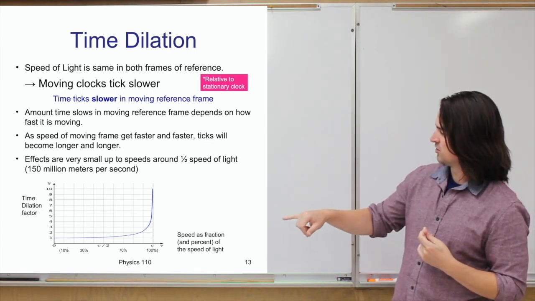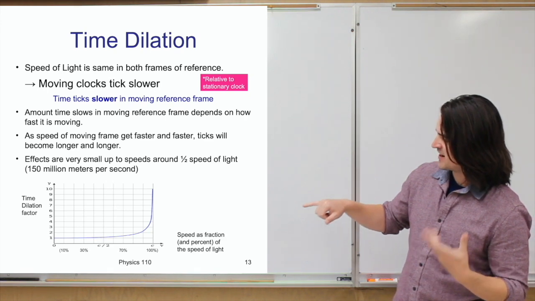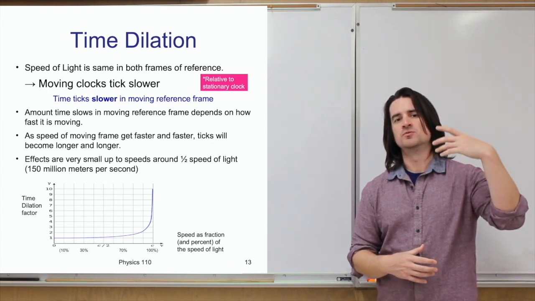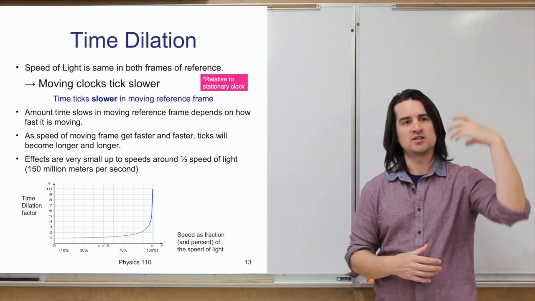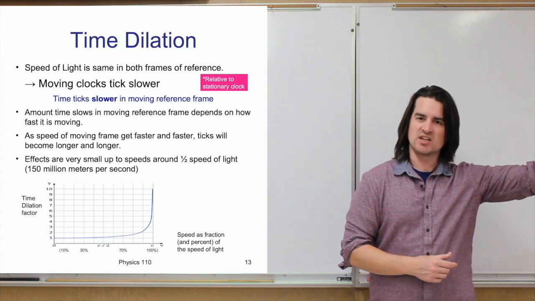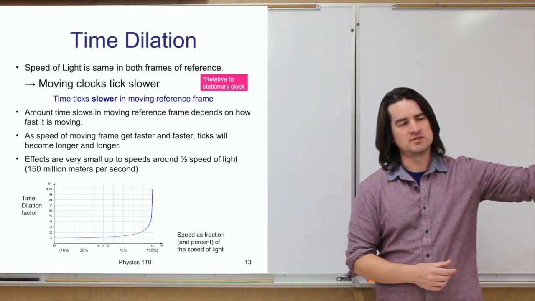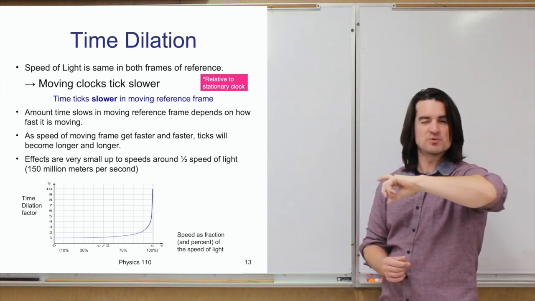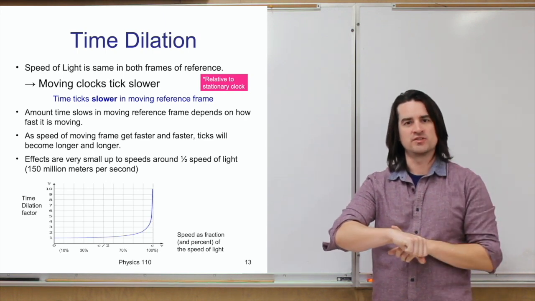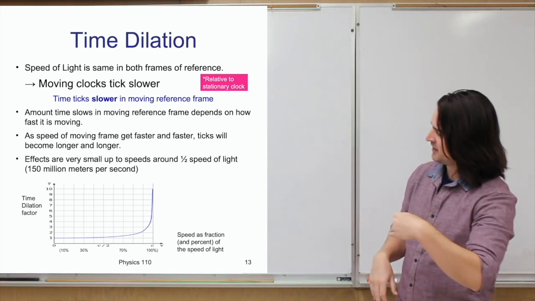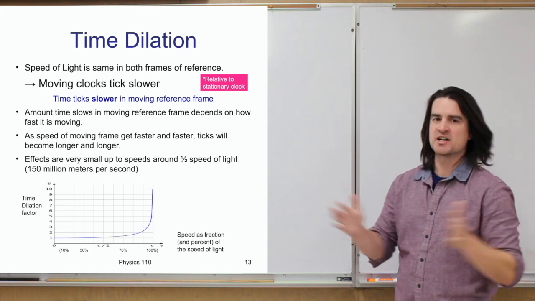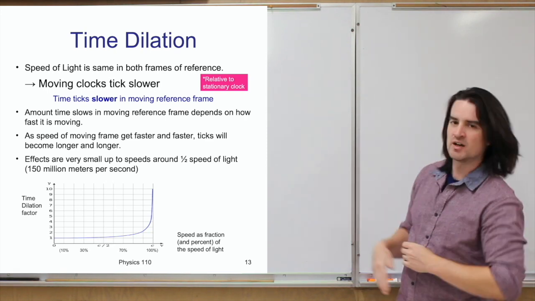It takes all the way up to, it looks like, about 90% the speed of light for one tick on the stationary clock to be equivalent to two ticks on the moving clock. So essentially that's saying if you have a reference frame that moves past you at 90% the speed of light, then one tick on your clock is going to be the same as two ticks on theirs. And as you get closer and closer to the speed of light, that factor, the amount that time dilates, that the ticks get longer and longer, just goes up and up and up.